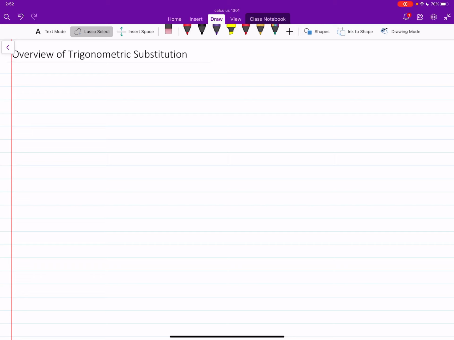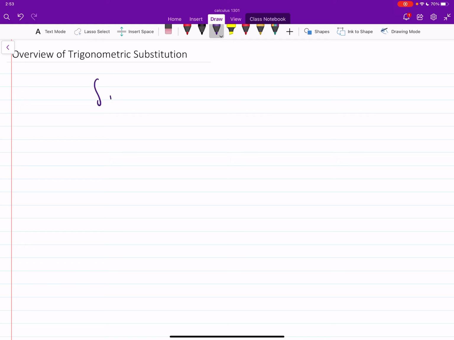Hello everyone. In this video, we will learn about a technique called trigonometric substitution, which is going to be very useful when we are dealing with integrals whose integrand has the square root of a quadratic function. Let me start with a simple integral that we had.